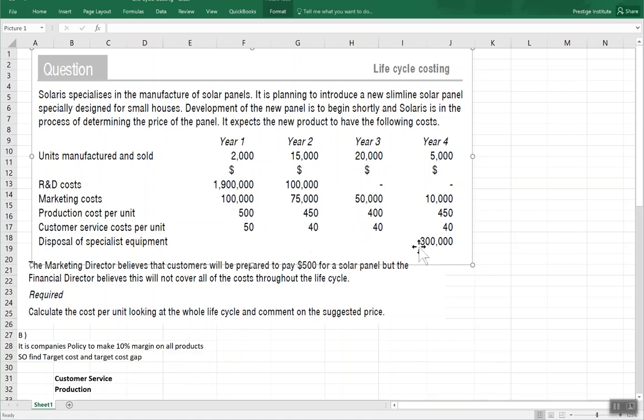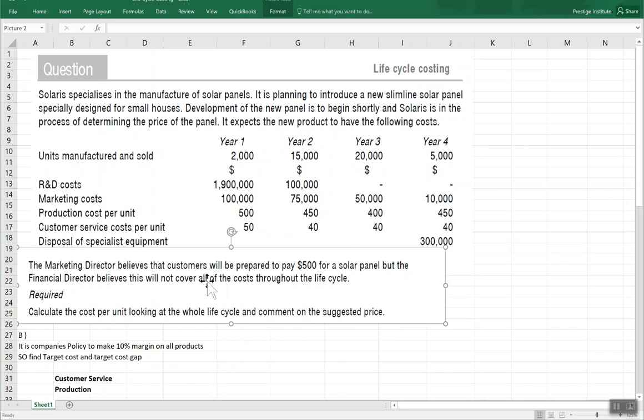And then we have disposal of special equipment. This is not a cost, this is revenue. We are receiving something, so it is disposal of equipment. The marketing director believes that customer will be prepared to pay 500 for solar panel, but the financial director believes that this will not cover all of the cost throughout the life cycle.